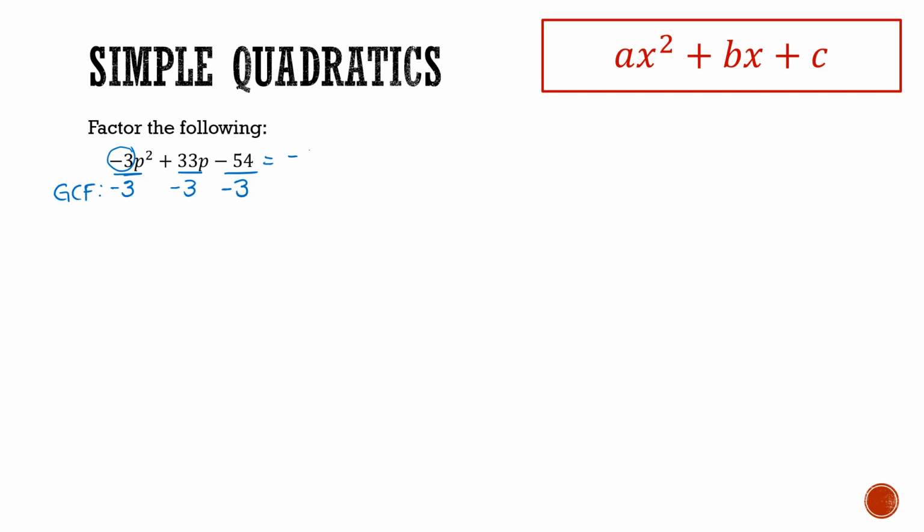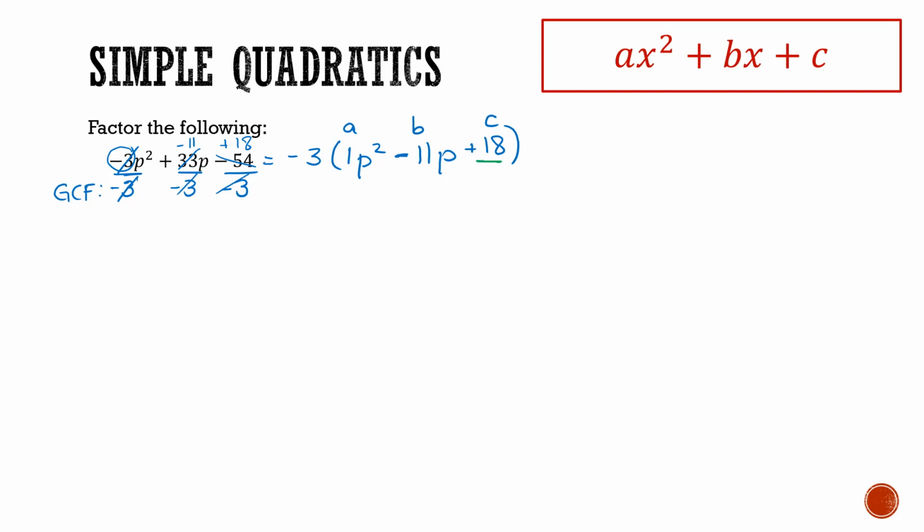So now I have negative 3 times, negative 3 divided by negative 3 cancel each other out, leaving me with 1p squared. 33 divided by negative 3 leaves me with negative 11, so I'm going to have minus 11p here. And negative 54 divided by negative 3 leaves me with positive 18, so I'm going to have plus 18 for this last term. Now I have a quadratic with a is equal to 1, b is equal to negative 11, and c is equal to 18.